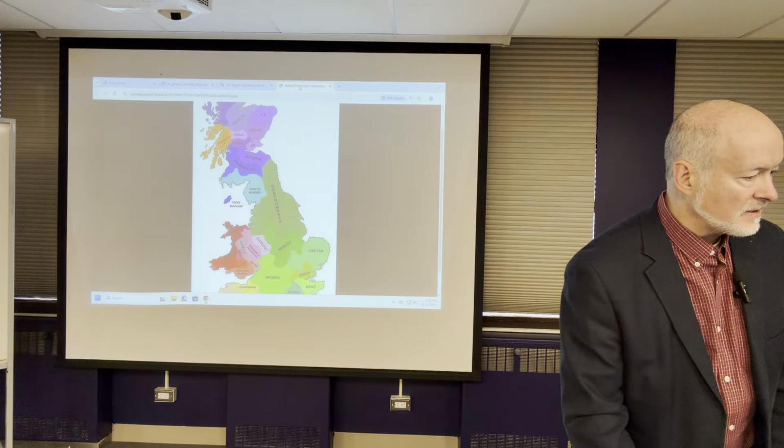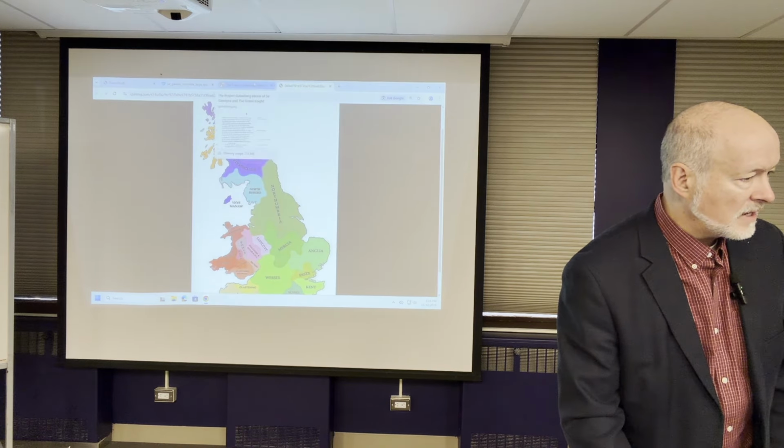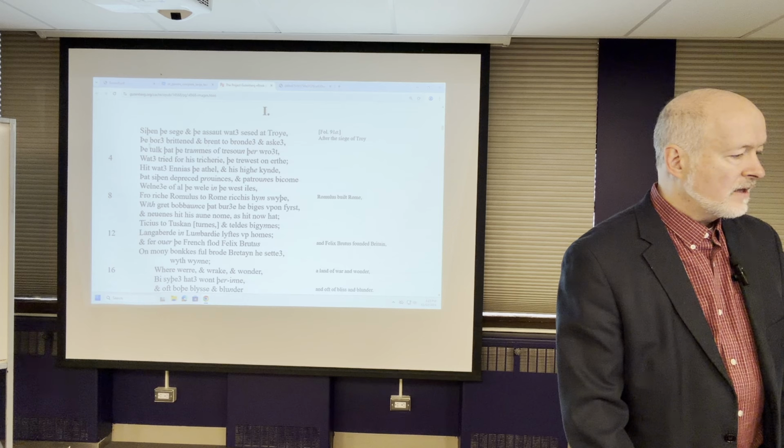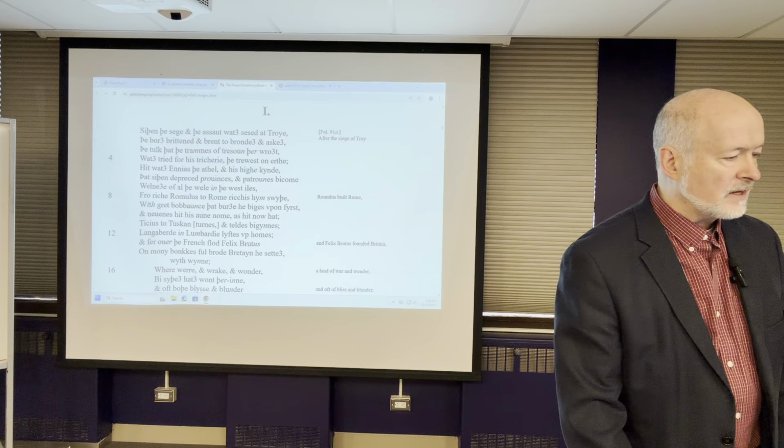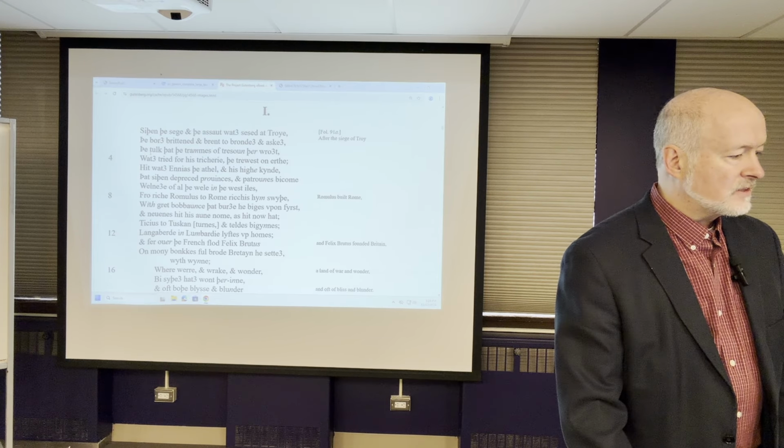Here it is in the medieval English, by the way. Sithen the siege and the assault was ceased in Troy at Troia. The Boer Britain and Brent to Bronde and Aske, the took that the trames of treason their wrath was tried for his treachery, the truest on earth.